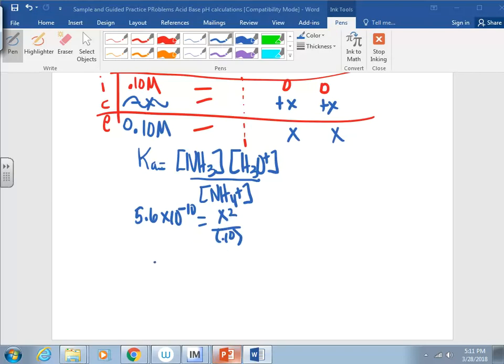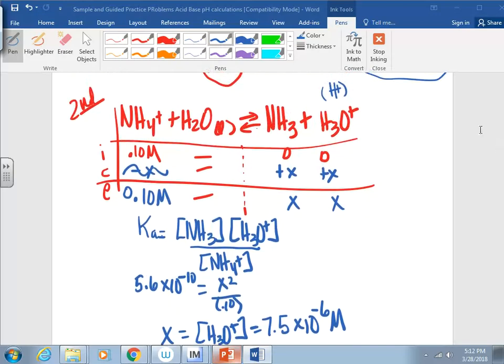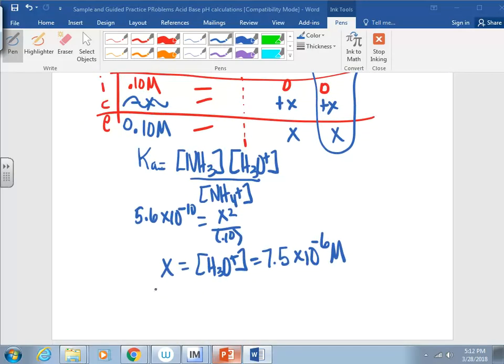When you do that, you're going to find your x, which is your hydronium ion concentration. I'll give you a second to get that. Hopefully, everyone gets 7.5 times 10 to the negative 6 molar for your hydronium ion concentration. Now, again, look back at your equation. Always look back. What we found was hydronium, which is your hydrogen ion. So if we take the negative log of this, we will have the pH, which is what they ask us to find. So pH equals negative log of 7.5 times 10 to the negative 6.